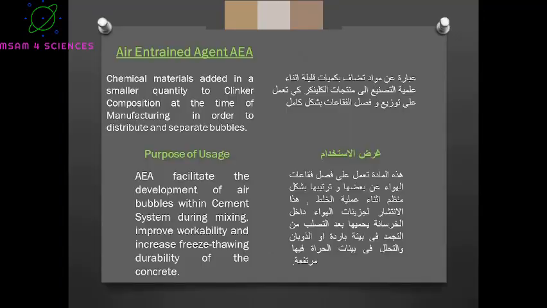Let's start with the first product, air entrained agent. Chemical materials added in smaller quantity to clinker composition at the time of manufacturing in order to distribute and separate bubbles. So what is the purpose of using or adding this product to cement? Air entrained agent facilitates the development of air bubbles within the cement system during mixing. As a result of that, it will improve the workability and increase freeze-thaw durability of the concrete.